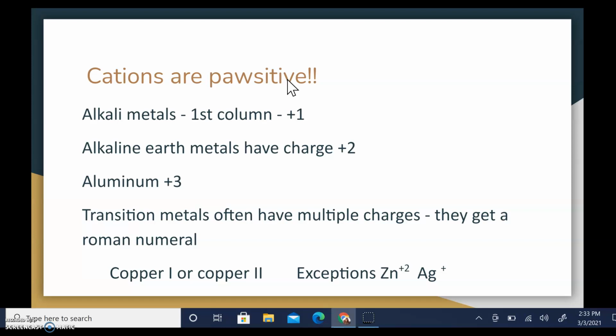But it's not that hard because there are a lot of hints, mostly from the periodic table. One silly thing I like to remember is that cations, that's the name of positive ions, cations are positive. Oh, I love that. Cats are positive. And how can you memorize these a little bit easier using the periodic table?